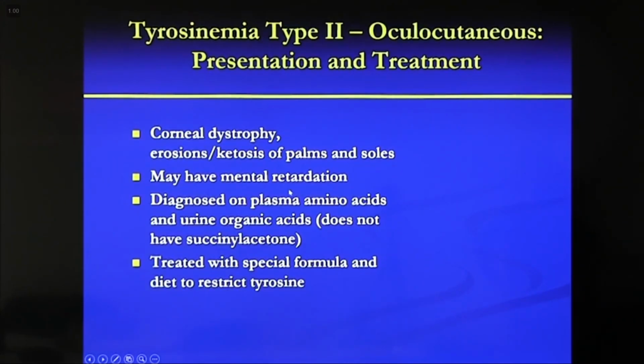Tyrosinemia type 2, which is caused by just an increased tyrosine but no increased succinylacetone, is called oculocutaneous. So if you remember oculocutaneous, it's easy because their eyes have erosions, their skin, you can have keratosis of the palms and soles. They may have intellectual disability. You diagnose this with plasma amino acids, but of course then you need genetic follow-up. And it's treated with special formula and diet. Again, not as well developed as, for example, PKU formulas, so it does not taste good and is very difficult to give if you diagnose it late in someone.